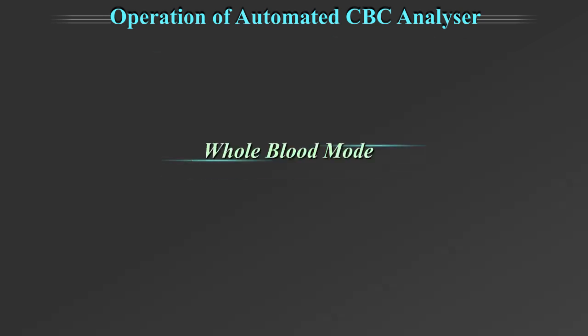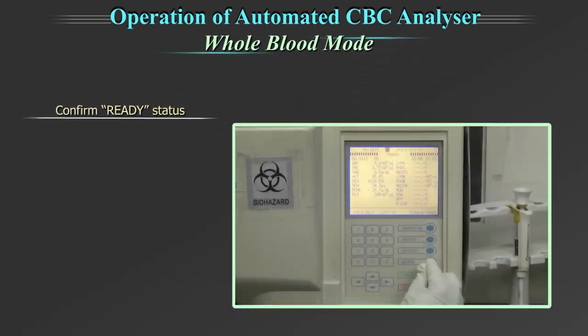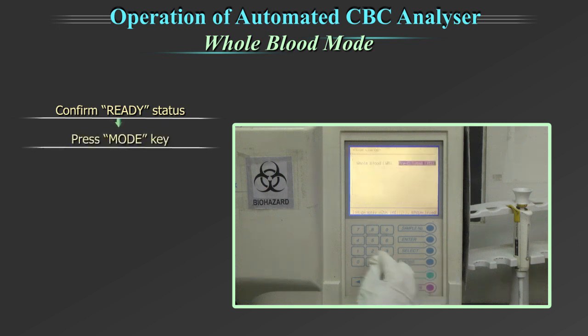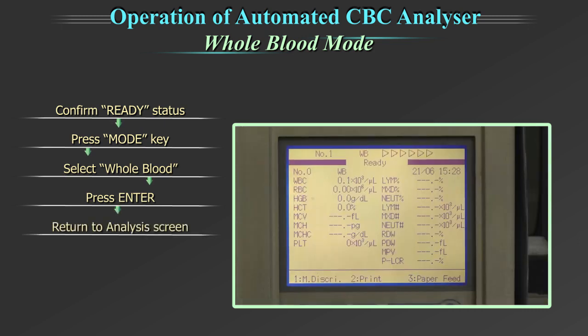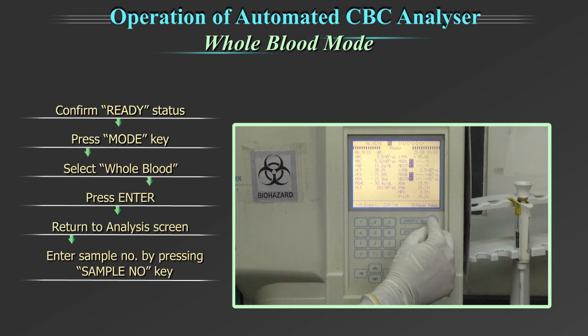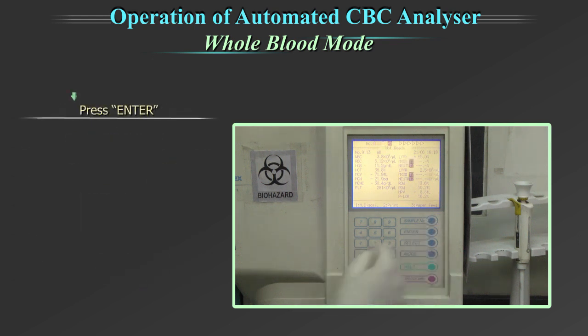The whole blood mode. Confirm the ready status. Press Mode key to display the change mode screen. Select Whole mode. Press Enter to change the analysis mode and return to the analysis screen. Enter the sample number by pressing the number keys and press Enter. Now the machine is ready for analysis.